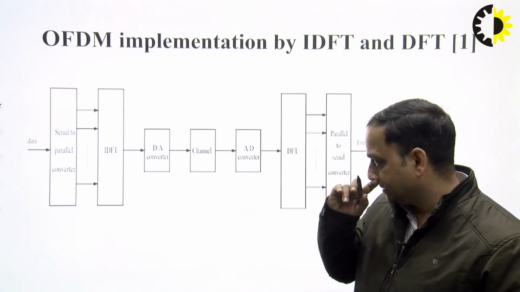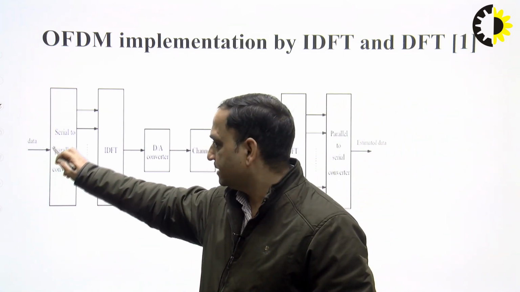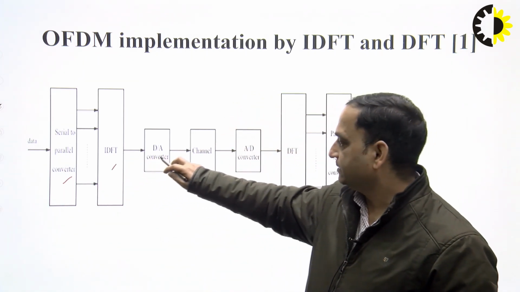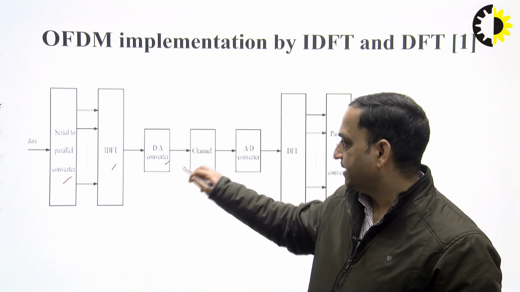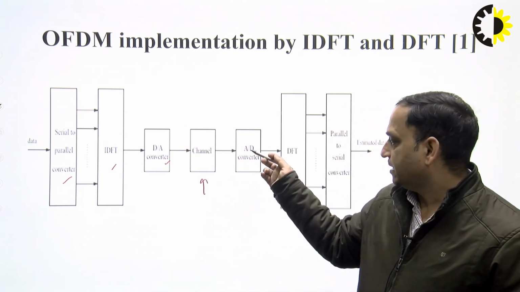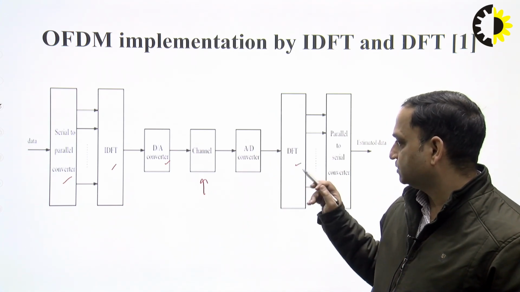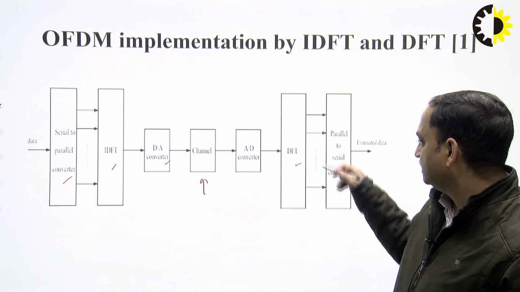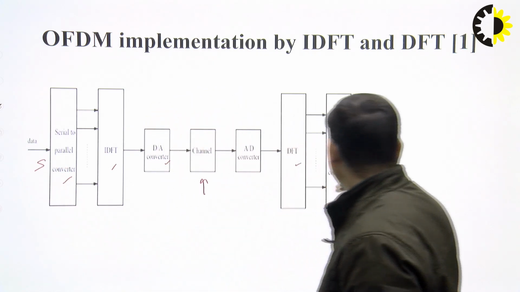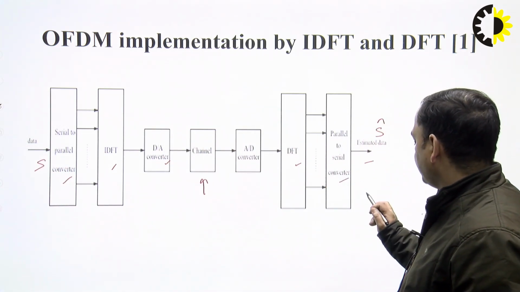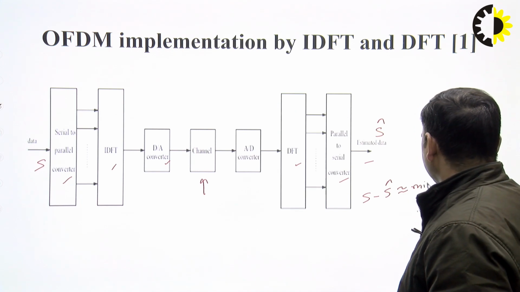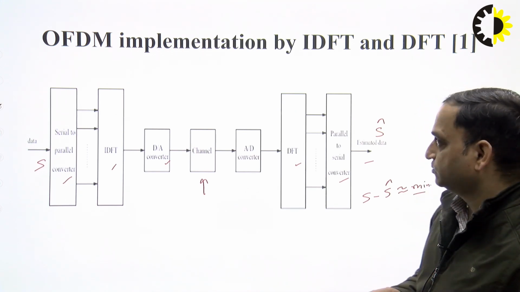Here it is represented that first is the data, then the second block is the serial to parallel converter, then we use the IDFT, then the D2A converter, and then the channel, which is wireless in nature. Then the opposite of this concept follows: analog to digital, and then DFT. So we use the DFT at the receiver side, then parallel to serial conversion, and so on. This is the estimated data. Suppose the transmitted data is S, and the estimated data is S cap. We have to minimize S minus S cap. This is the error which we have to minimize for reducing the ISI.